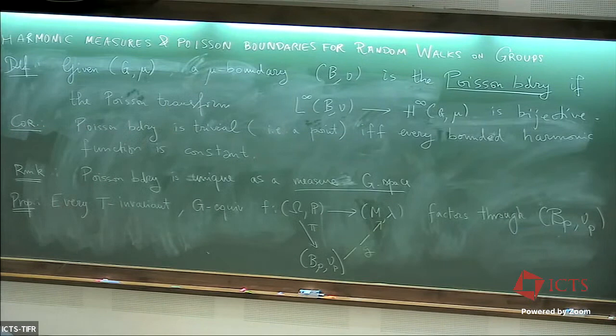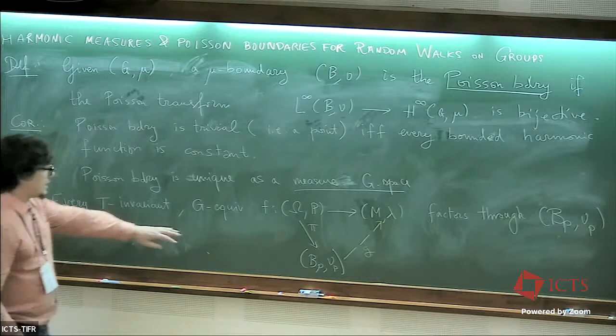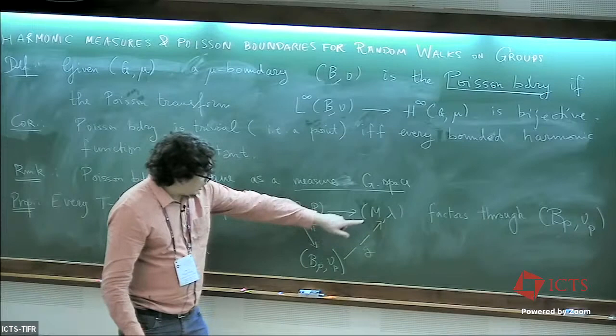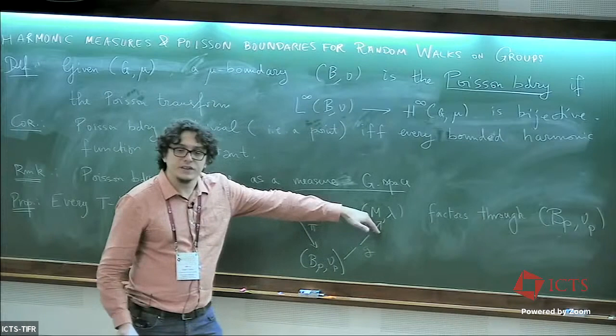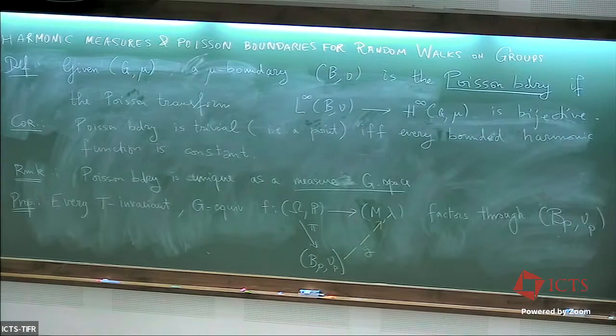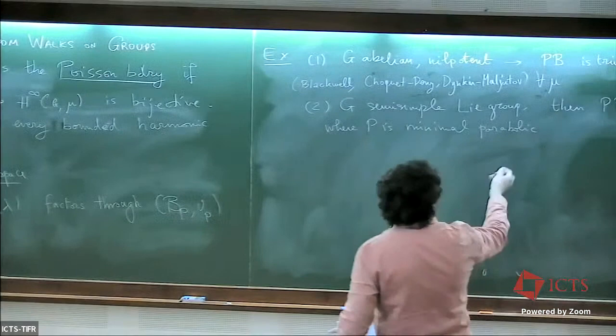So in particular, it's the maximal one, because if you take any mu boundary, there's always a map from the Poisson boundary to that one, meaning that this is a quotient of this. There are many interpretations where you can also see this maximality, but for today, we'll just mention this. And so it's natural that P is minimal, because you want G mod P to be maximal.